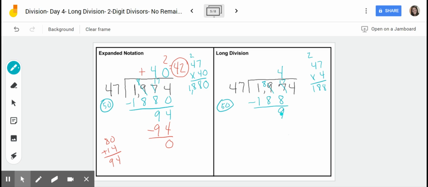And we're left with 9. And we bring down our 4. Then we repeat the process. 47 times what digit will get us close to 94 without going over?